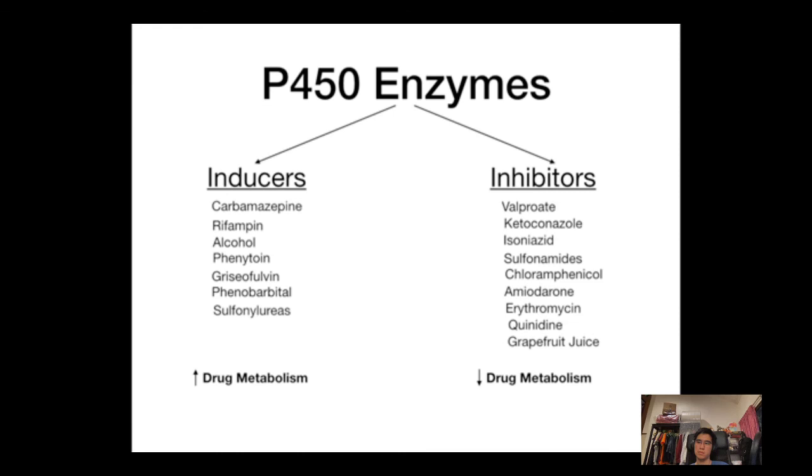So P450 inhibitors cause drug toxicity by building up drug effects because they decrease drug metabolism, and P450 inducers do not cause drug toxicity, but they cause a subtherapeutic effect because they increase drug metabolism, and therefore there's no drug around to actually carry out its effect. So those are the big picture differences between the inducers and the inhibitors.